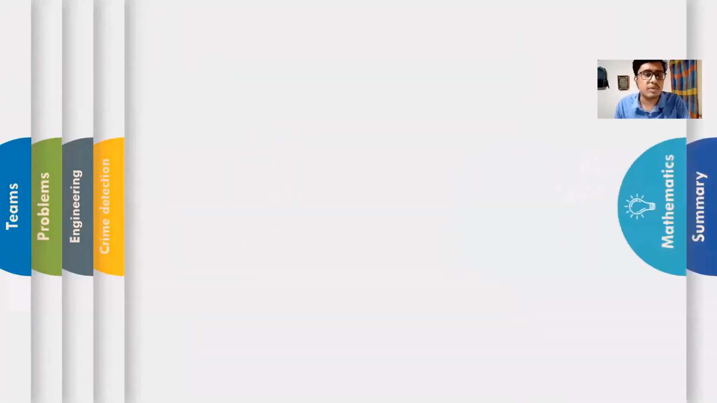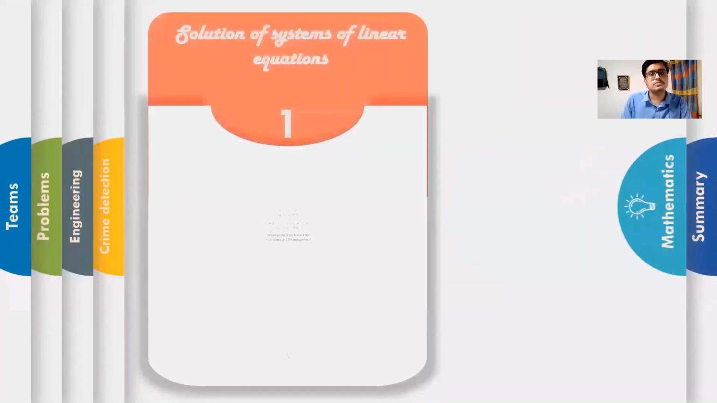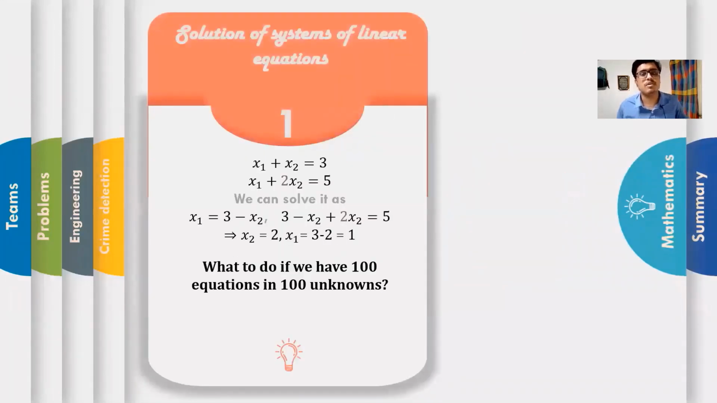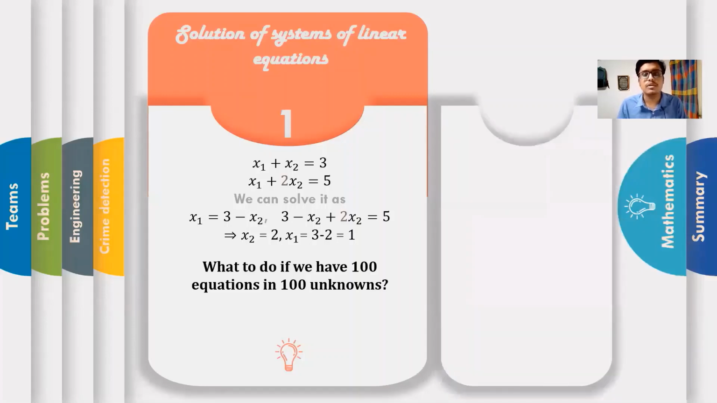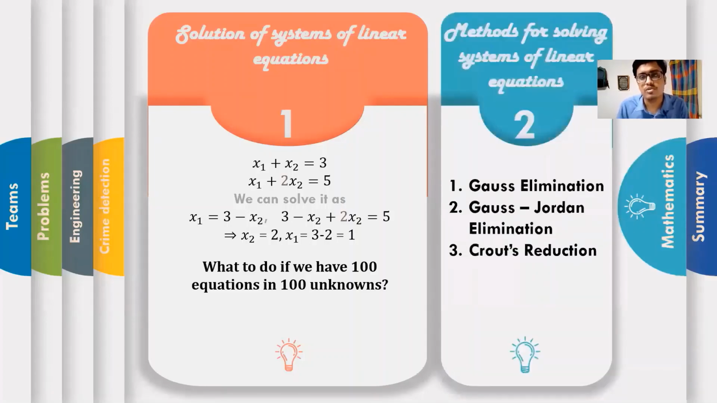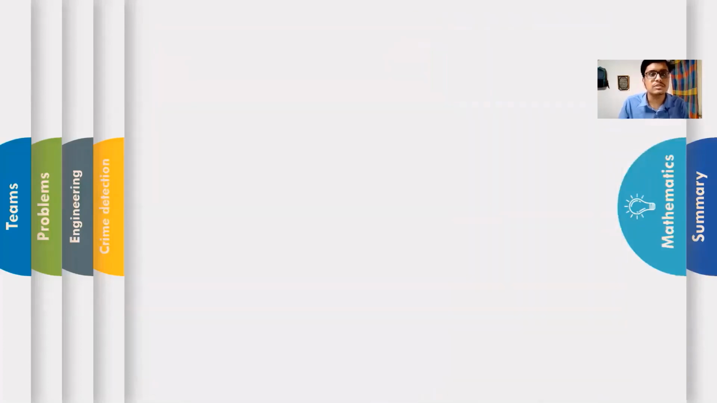As we are students of mathematics, our first priority is mathematics. If we focus on systems of linear equations, there are some systems which have two equations with two unknowns. We can solve them very easily. But what to do if we have 100 equations in 100 unknowns? No problem. We have some methods for solving systems of linear equations. Number one, Gauss elimination. Number two, Gauss-Jordan elimination. And number three, Crout's reduction method.